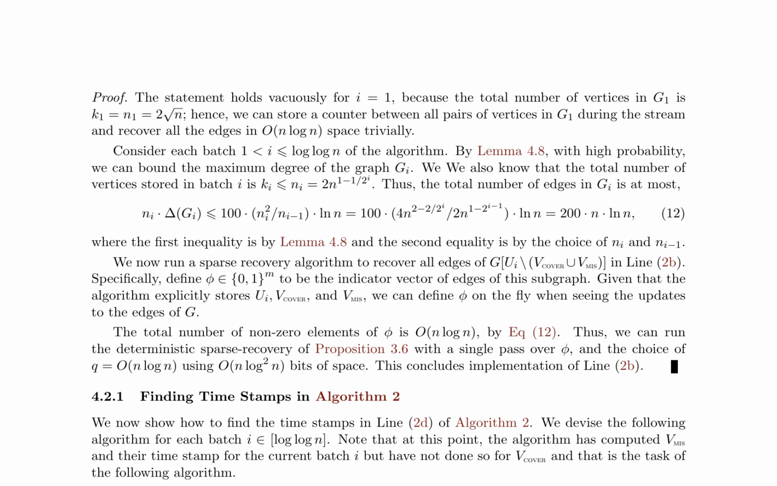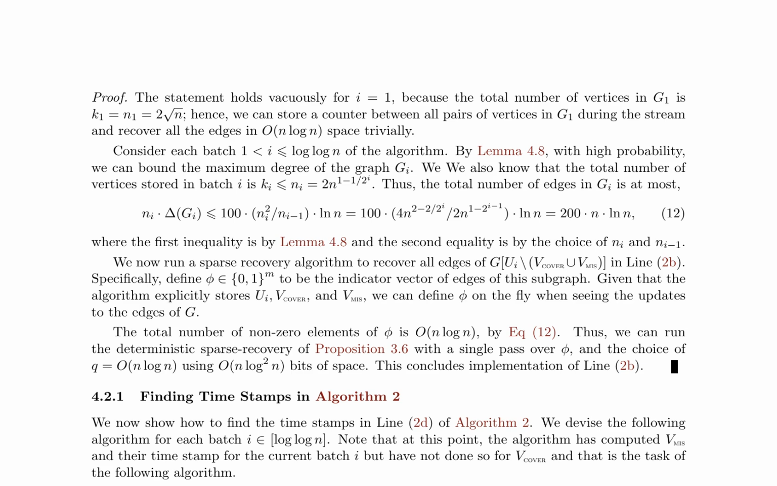Maintaining a sparse graph spanner in a dynamic graph is a challenging task, particularly in the context of streaming algorithms. This paper presents a novel approach to address this challenge by dividing the algorithm into batches, each handling a specific portion of the graph. The authors provide a detailed analysis of the space complexity for each batch, demonstrating that the total space required is O(n log^3 n).